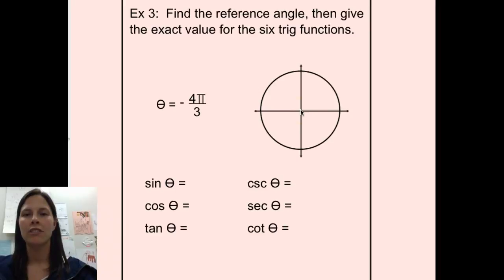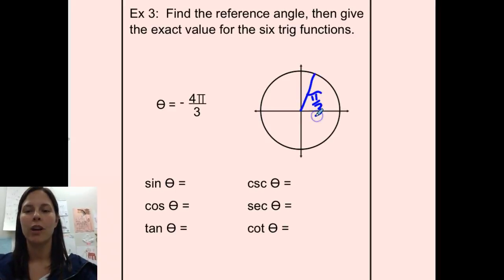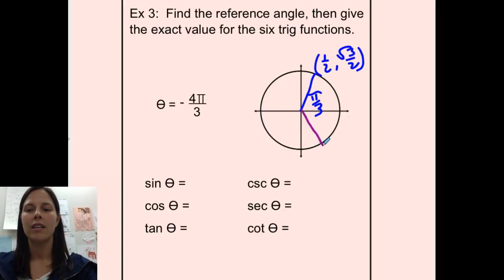Negative 4 pi over 3. We'll worry about what quadrant that's in a minute, but the reference angle will be pi over 3. Again, you just drop that value in the numerator. At pi over 3, we have a coordinate of 1/2, root 3 over 2. Now to figure out which quadrant that negative 4 pi over 3 is in, we would have negative 1 pi over 3, negative 2 pi over 3, negative 3 pi over 3, and negative 4 pi over 3.